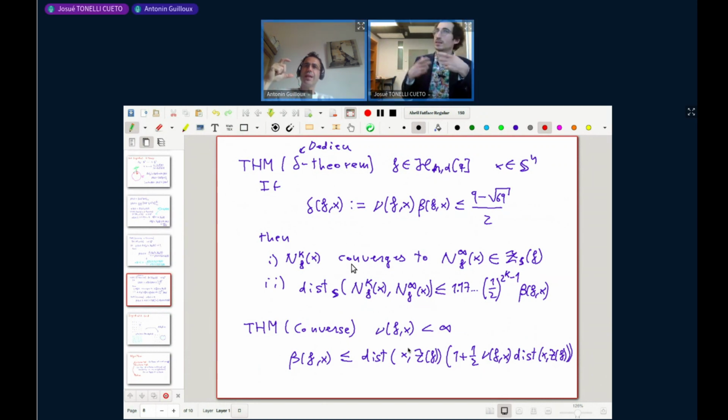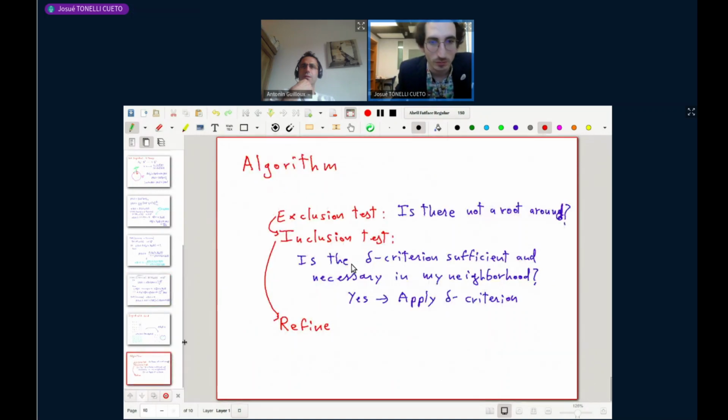So you have 2 constants for delta: the one for the first theorem and the one given by the second theorem. With the second one, what you do is, if the delta criterion fails... let me write somewhere. Imagine this is the point X with my radius R. So I'm here in this inclusion test. Here this says yes, and here this says no.